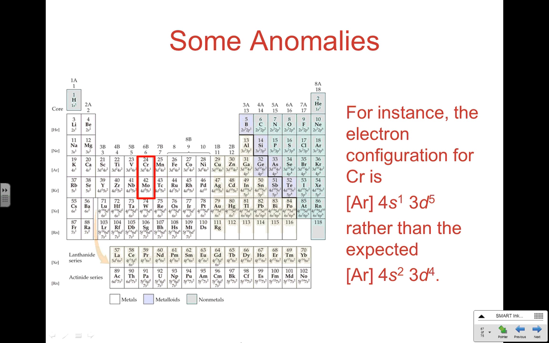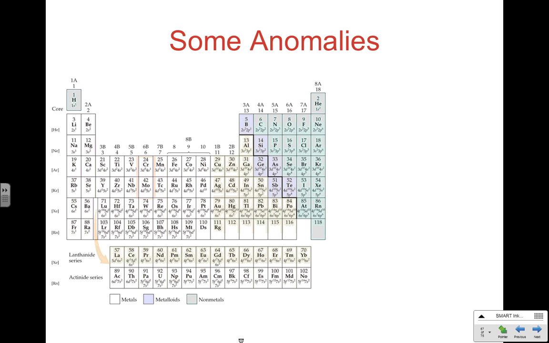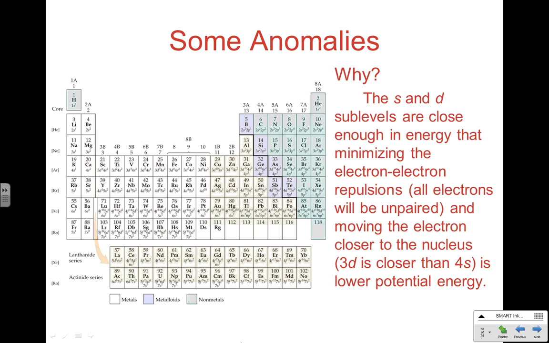So what's actually happening here? Why have we pulled an s orbital electron from our valence level and stuck it into an inner level 3d orbital? Well, think about the concept we talked about. The s and the d sublevels are close enough in energy. If you really look at the energy difference between our 4s and our 3d sublevels, minimizing the electron repulsion can actually cause an unpaired situation to be lower in potential energy. Remember, putting that second electron in increases electron-electron repulsion. And these are close enough in energy that that little increase would actually put you above the 3d sublevel.